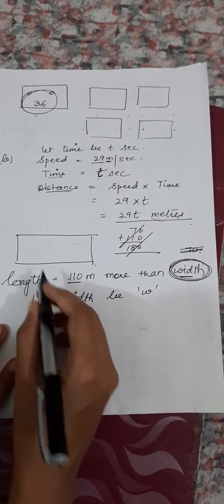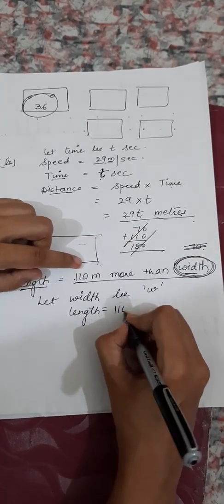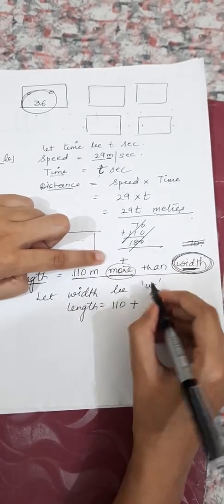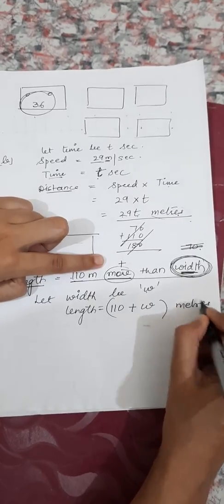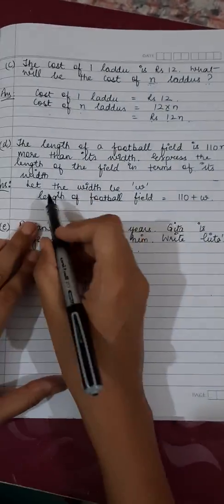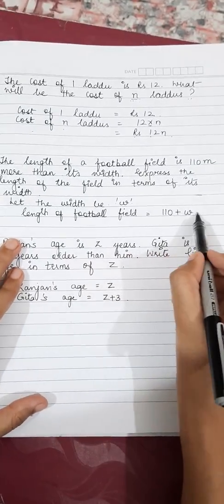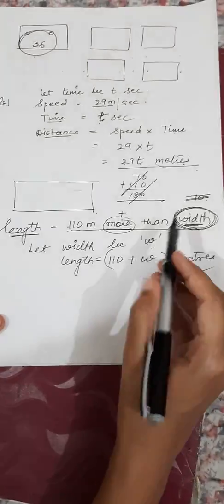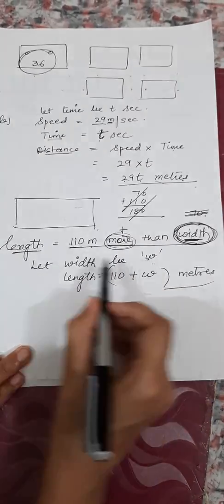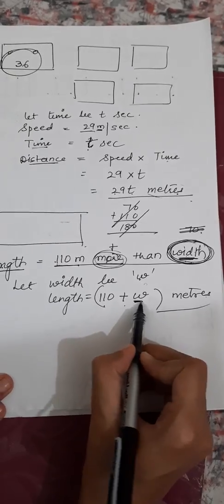w. Now let's move on to this 110 meters more. What is the meaning of more? Plus. So I'm going to write here plus. What is width? w, and this is your answer, and because it has to be in meters, I'm writing it in meters. Okay, see the solution here also. Let the width be w, because we don't know the width, so the length of the football field is 110 plus w. I have told you where this plus w has come from. 110 more means plus, and width we have assumed as w, so 110 plus width.